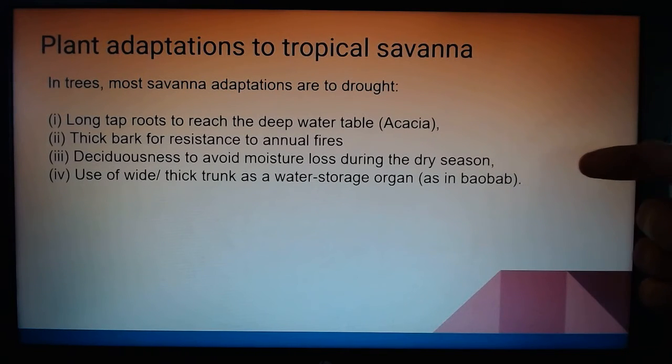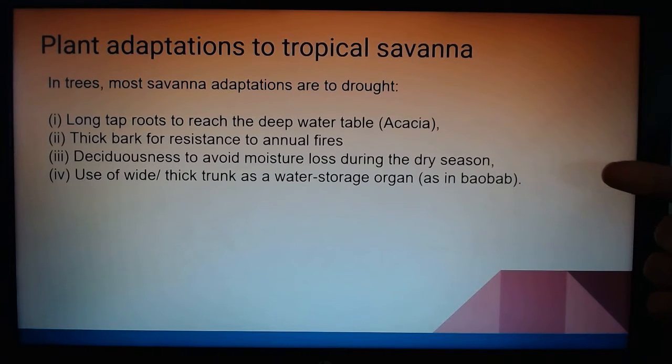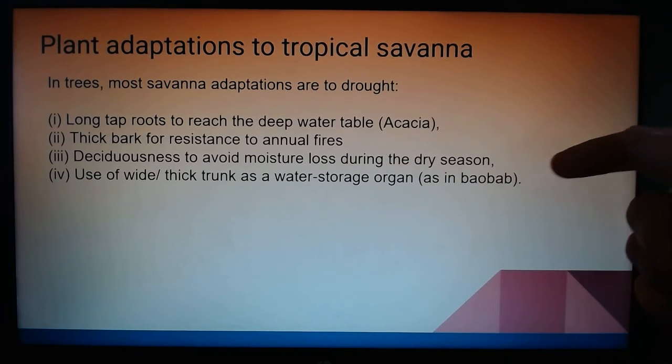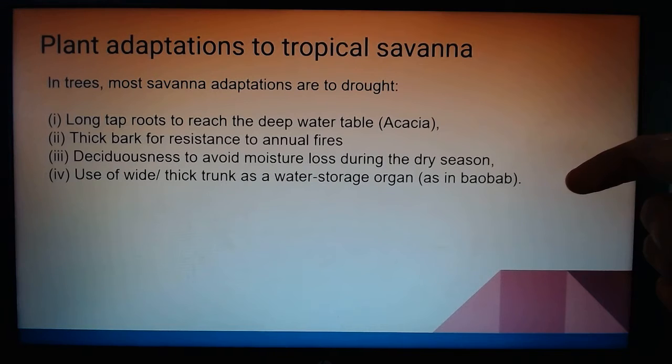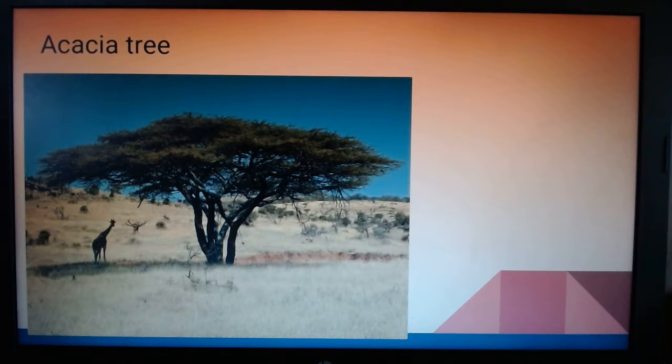Deciduousness to avoid moisture loss, so that some of them will lose their leaves. That's what deciduousness means, that when a tree loses its leaves. And the use of a wide or thick trunk to store water. Now I'll show you some pictures of just what the lengths this tree goes to, okay? So there we got our very famous kind of shape of our acacia tree. All right, you can see the giraffe below it, so you get an idea of just how big this is.